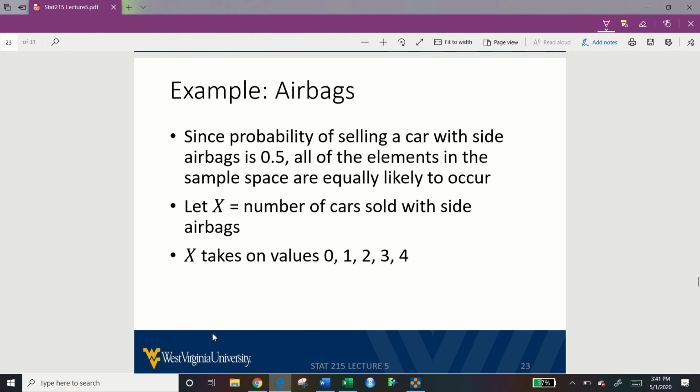Since the probability of selling a car with side airbags is 0.5 or 50%, all of the elements in the sample space are equally likely to occur. We let x equal the number of cars sold with side airbags. So x takes on the values 0, 1, 2, 3, or 4. Remember, 0 is the case where 0 cars sold have airbags, and 4 is the number of cars sold with side airbags. Hope that made sense.